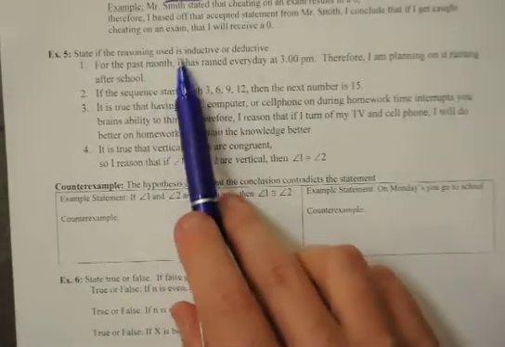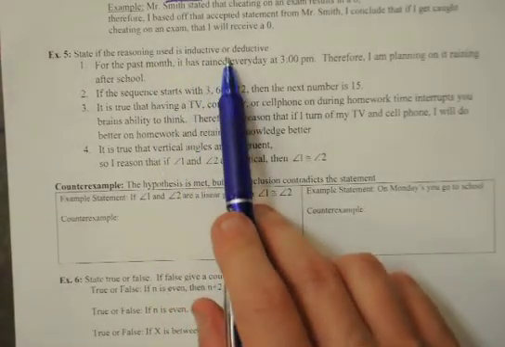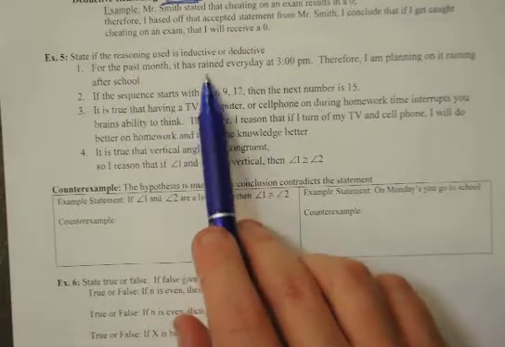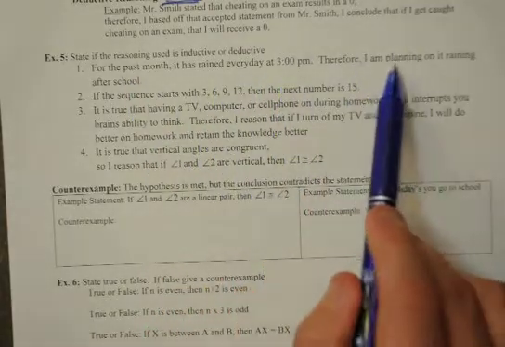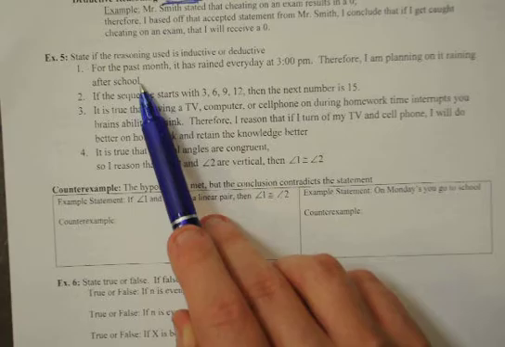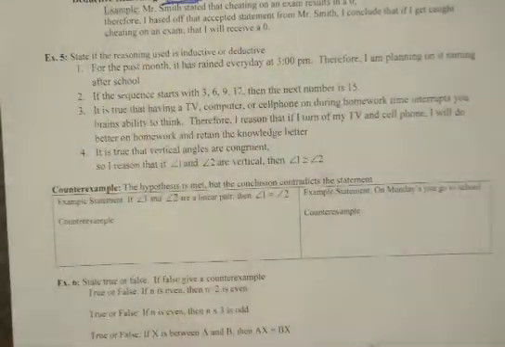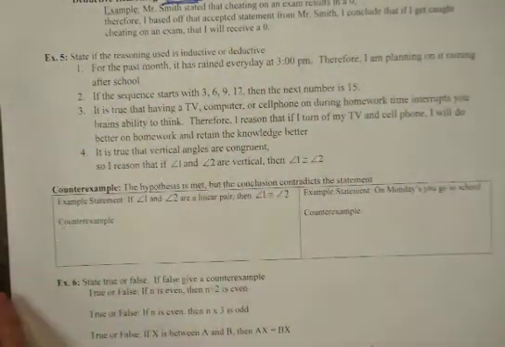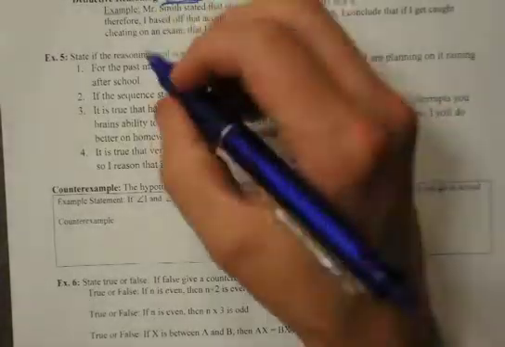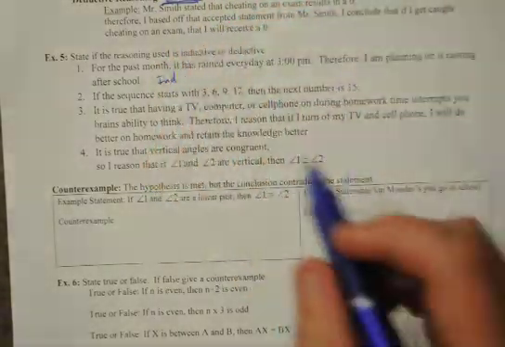State if the reasoning used is inductive or deductive. For the past month it has rained every day at 3, therefore I am planning on it raining after school today. So the past patterns, it's rained. So according to the patterns, it's going to rain today. That's inductive.